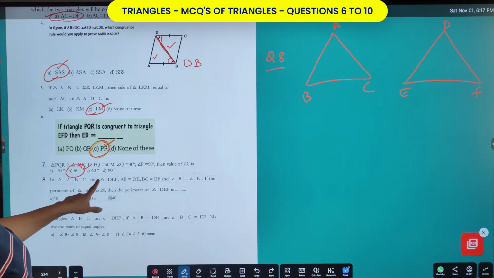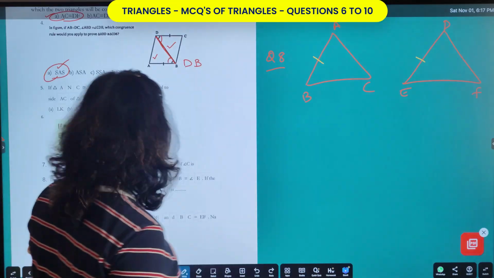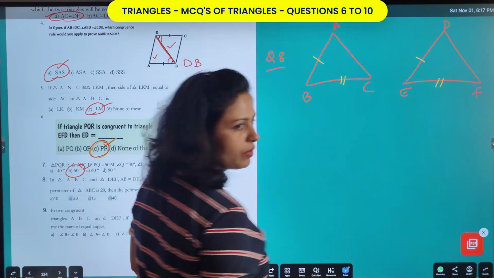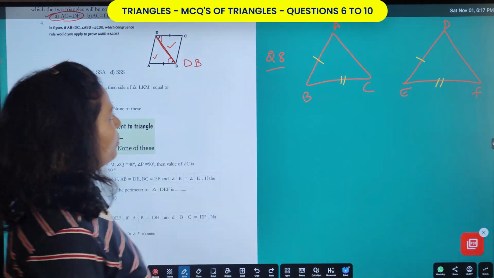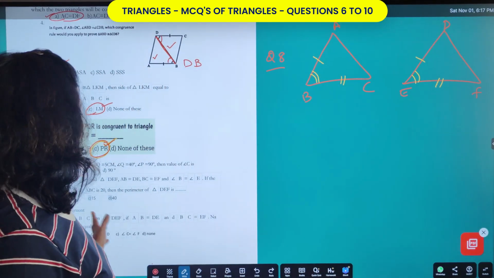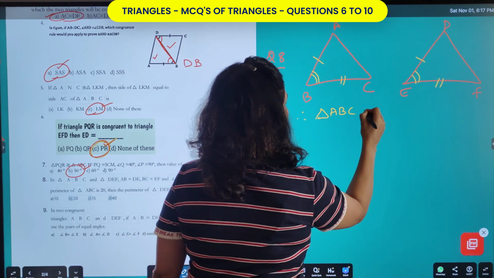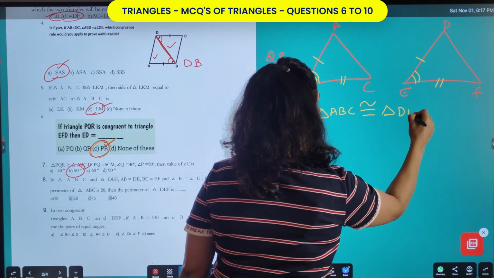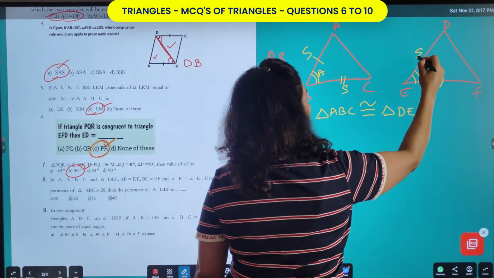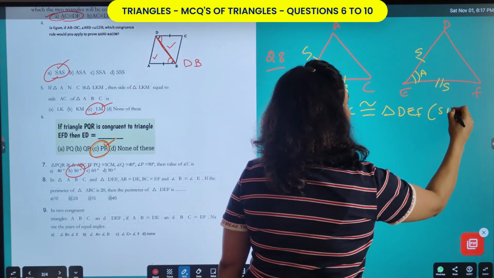So triangle ABC, triangle DEF. AB is equal to DE is given, and BC is equal to EF is given. Okay, and angle B is equal to angle E is given. So it's very clear that they are congruent. We can say triangle ABC is congruent to triangle DEF by SAS. See, the corresponding sides, angle and side are equal. So they are congruent by SAS rule.